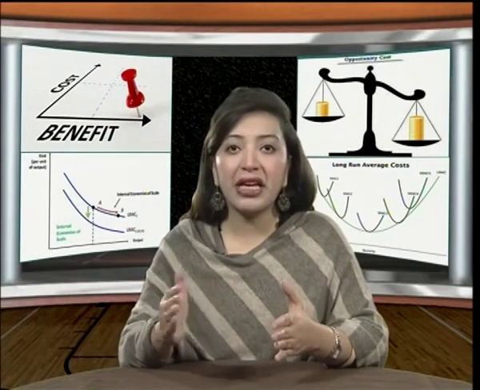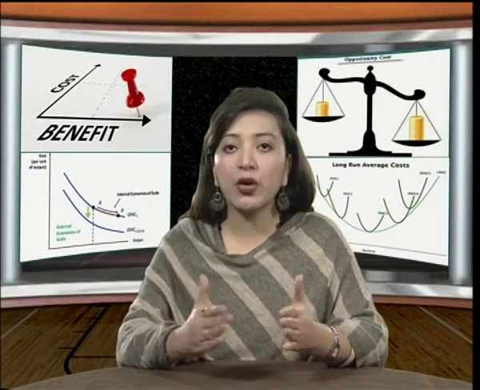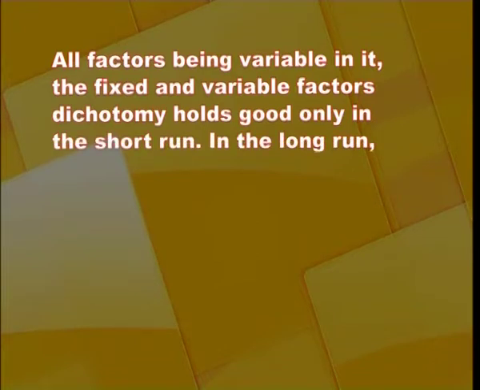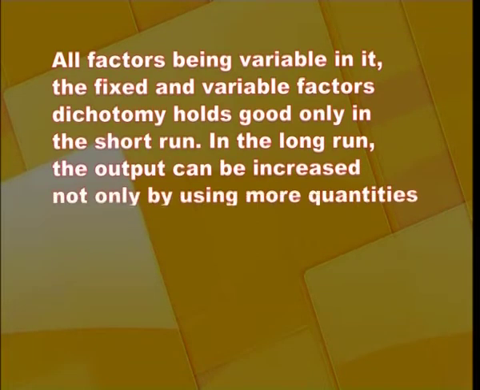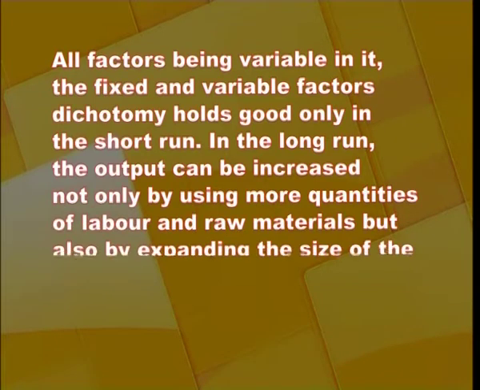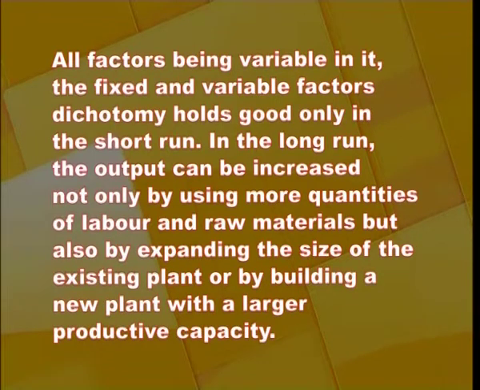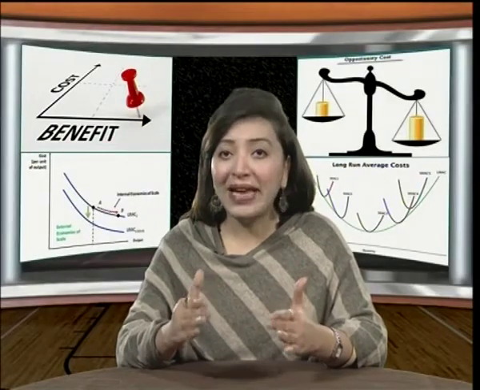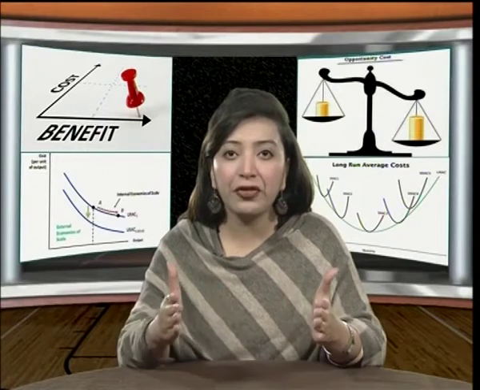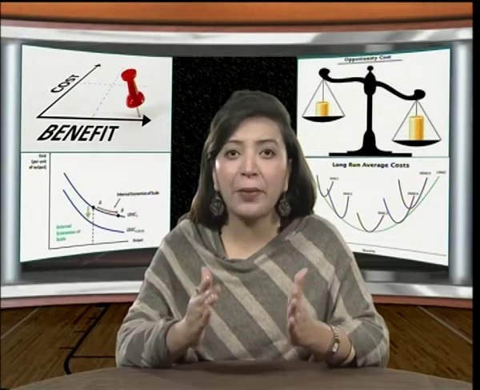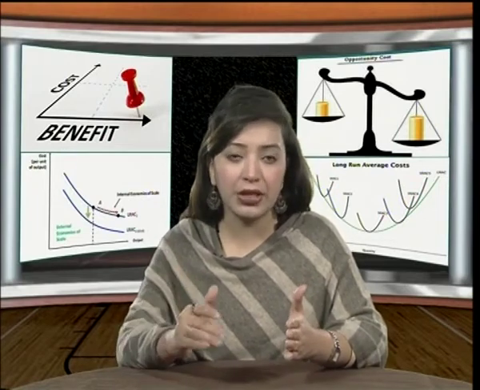While the long run is defined as a period of time in which the quantities of all factors may be varied. All factors being variable in it, the fixed and the variable factors dichotomy holds good only in the short run. In long run, the output can be increased not only by using more quantities of labor and raw material, but also by expanding the size of the existing plant or by building a new plant with a larger productive capacity. It may be noted that the word plant in economics stands for a collection of fixed factors such as factory building, machinery installed, the organization represented by the managers, and the other essential skilled personnel.